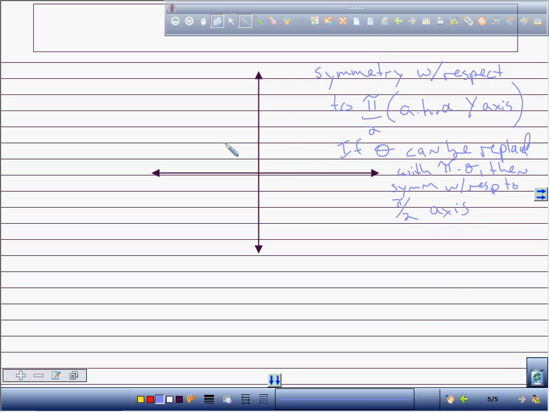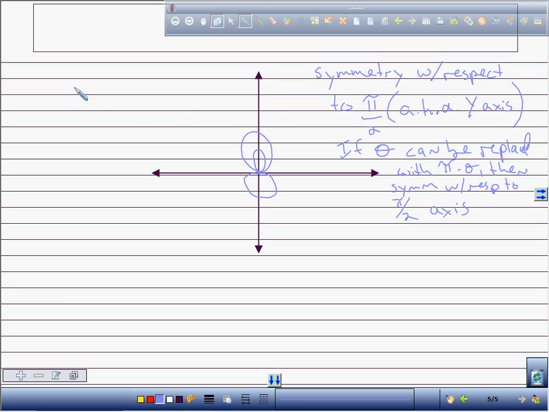So, for example, something that might have symmetry with respect to this might be a limaçon with a loop. Something that might look, is that what it looks like? No, it goes inside of the circle. So would it look like that? Well, anyway, that's something with symmetry with respect to the pi over 2 axis.